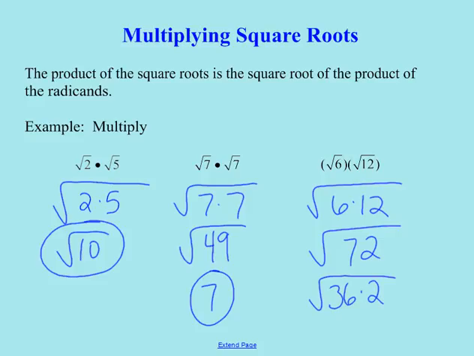So when we take the square root of 36, we get 6. We cannot take the square root of 2 because it's an irrational number. And so we know that the square root of 6 times the square root of 12 equals 6 square roots of 2.